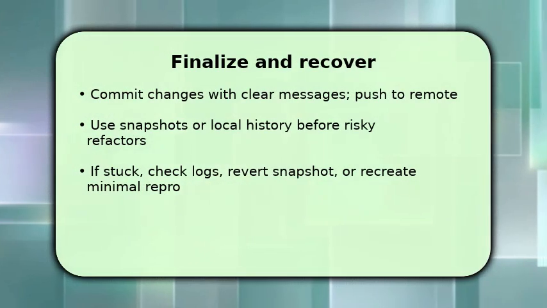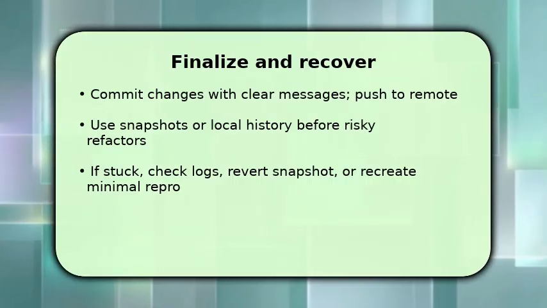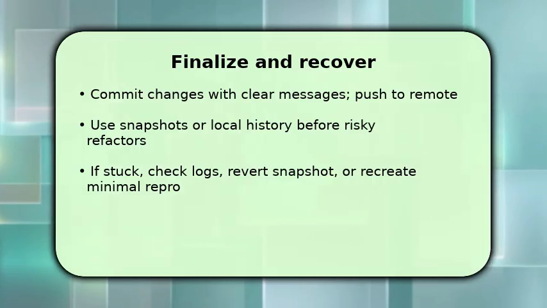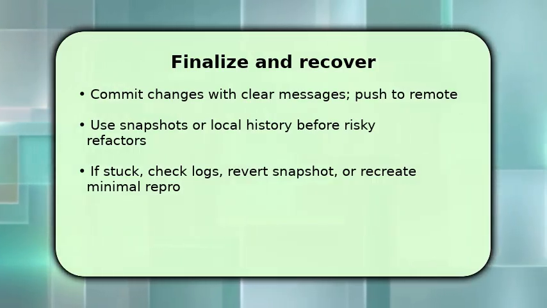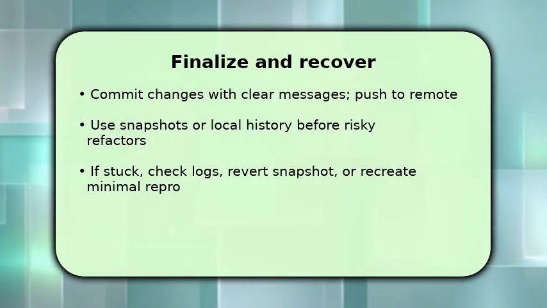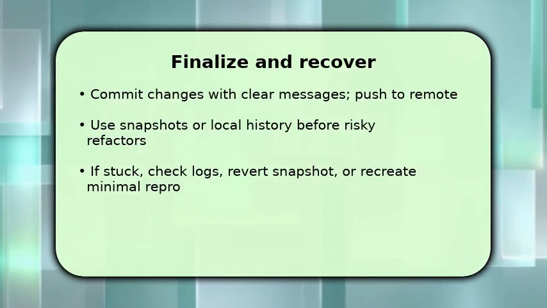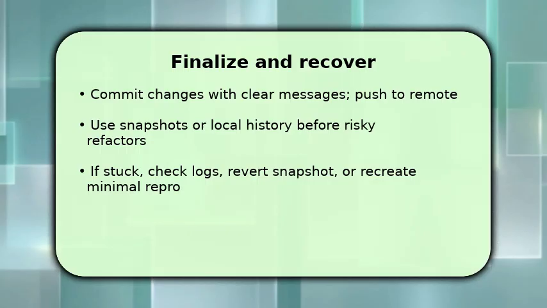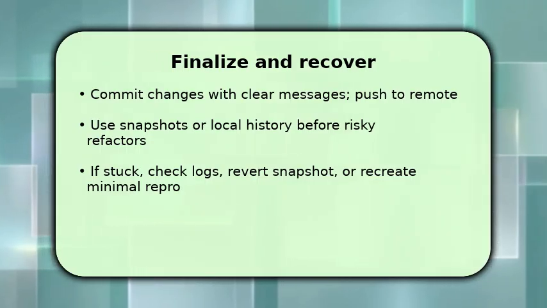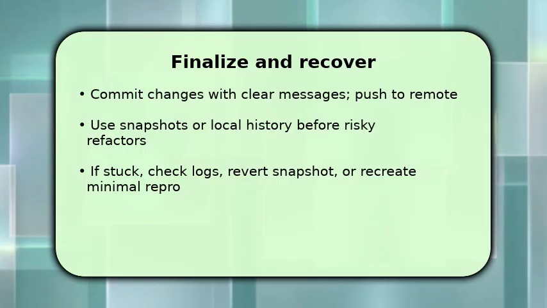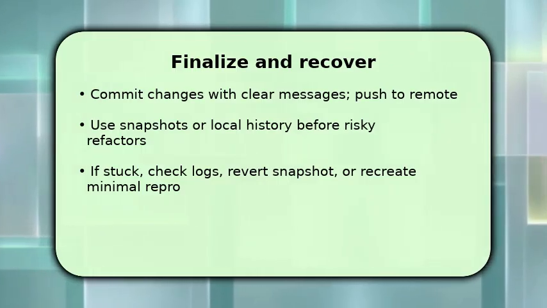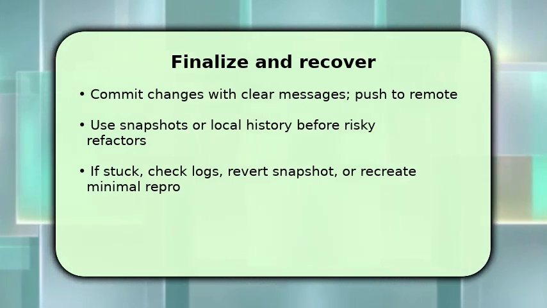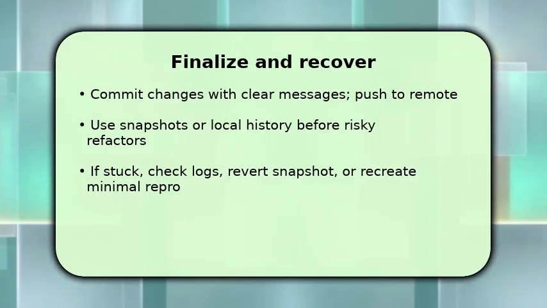Finish by committing with concise messages and pushing to your remote so work is preserved. Before major refactors, take a snapshot or rely on local history to create a restore point. This makes recovery simple. If something breaks, check runtime and editor logs first, then revert to the snapshot or branch and create a minimal reproducible example to isolate the issue. One key troubleshooting tip: if the editor becomes unstable, restart the workspace and reopen the terminal. That often clears cached state and resolves transient problems.